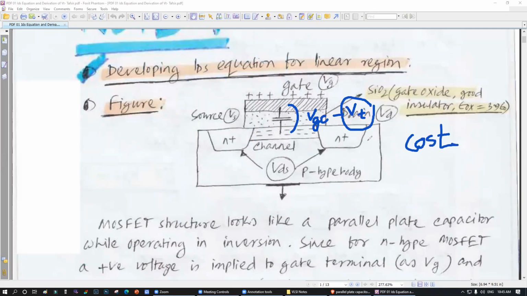Expenditure. Why? Because VT is needed to make the channel, because the channel was not there. In a normal capacitor, it is already formed, so whatever voltage you give will be in the equation. But here, the capacitor was not originally formed. At the beginning, it was not there. You made the capacitor by using some of the voltage. That voltage is called VT, or threshold voltage.